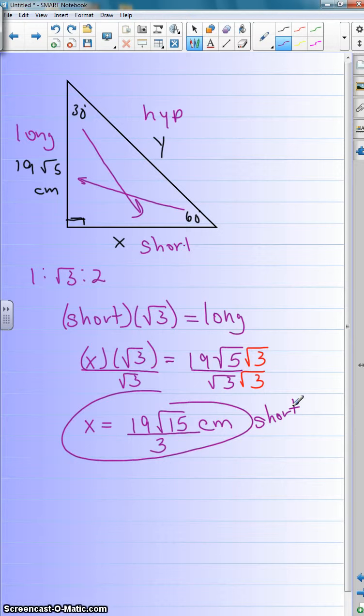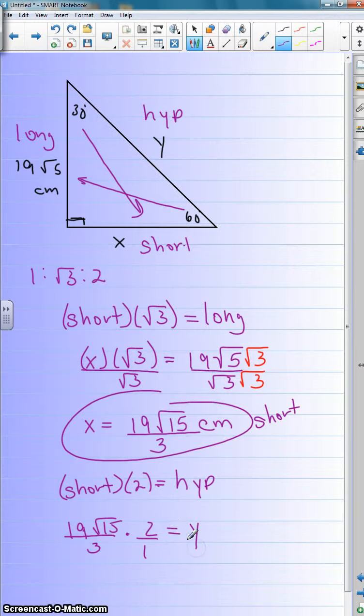Now I need to get to the hypotenuse, which is y, and the ratio says it's a 1 to 2 ratio. So I need to take my short and multiply it by 2 to get my hypotenuse. So I'm going to take 19 square roots of 15 all over 3. I'm going to multiply that by 2. If you need to go 2 over 1, feel free, and that will equal y. So I get 2 times 19, which is 38, square roots of 15 all over 3, because 3 times 1 is 3, and this is my y, and this is in centimeters.